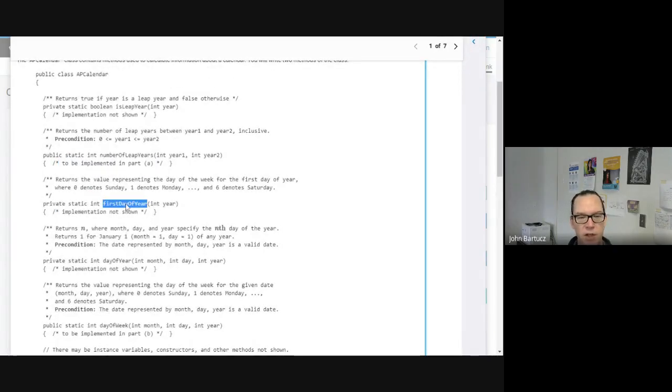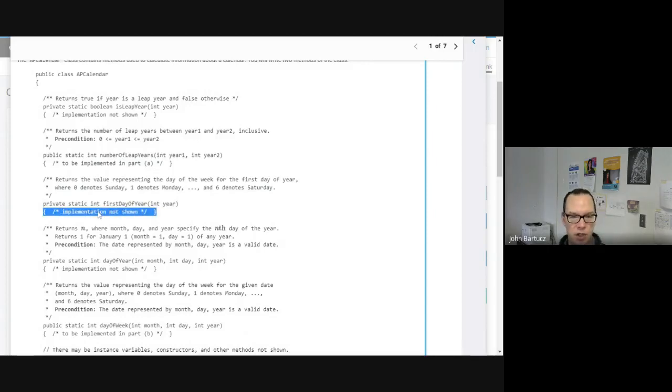The next one, first day of the year, returns the value representing the day of the week for the first day of the year, where 0 denotes Sunday, 1 denotes Monday, and 6 denotes Saturday. So for example, let's see, calendar. The first day of the year this year was a Friday. January 1st, 2021 was a Friday. So if you put in 2021, it would return the number 5.